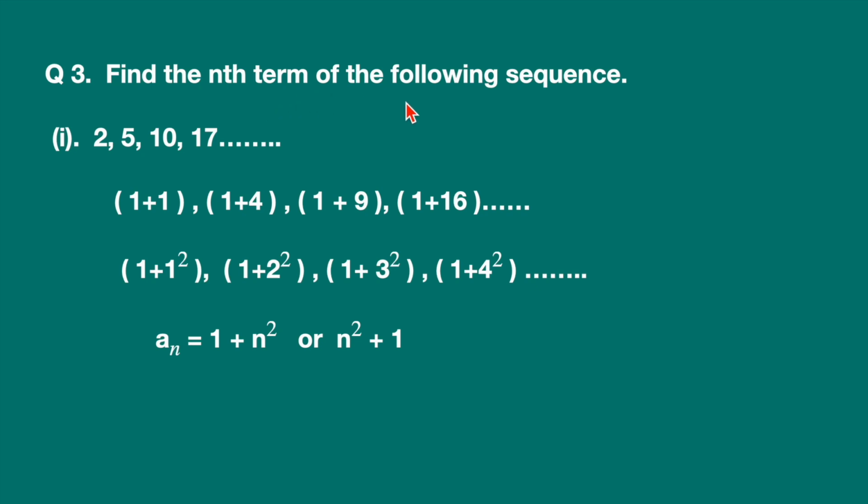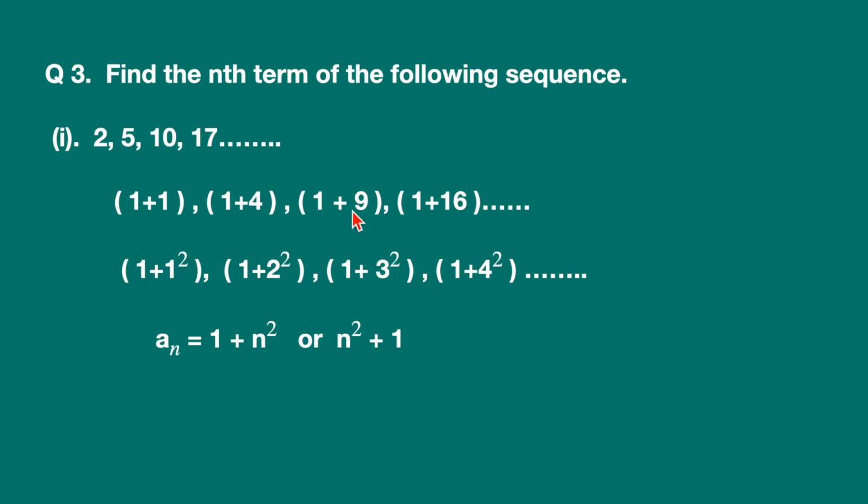Find the nth term of the following sequence. So this is the sequence. You have to find the nth term. That is an. That formula you have to write. So first find the pattern here. See, 2 is 1 plus 1. 5 is 1 plus 4. 10 is 1 plus 9. 17 is 1 plus 16. So here you can see 1 plus the square of the next number.